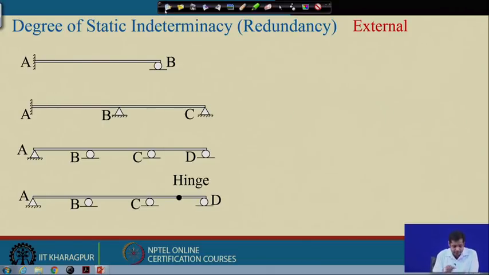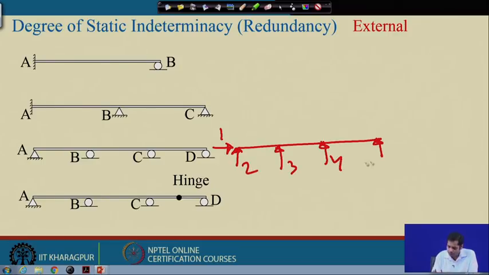Similarly, if we take this example here, we have 2 reactions here, and then one reaction at the roller support, another reaction at the roller support, one more reaction at the roller support. So, total reactions are 1, 2, 3, 4, 5. There are 5 unknowns and the number of equations available is 3. So, 5 minus 3 is equal to 2. In this case the static indeterminacy is 2.